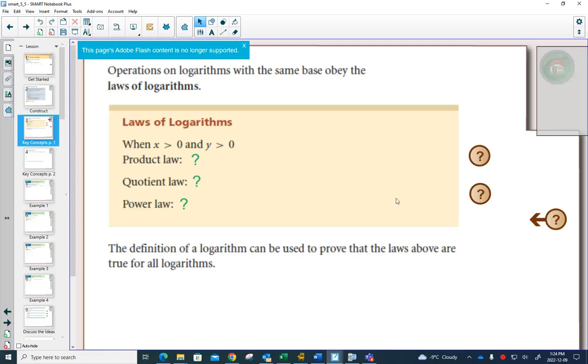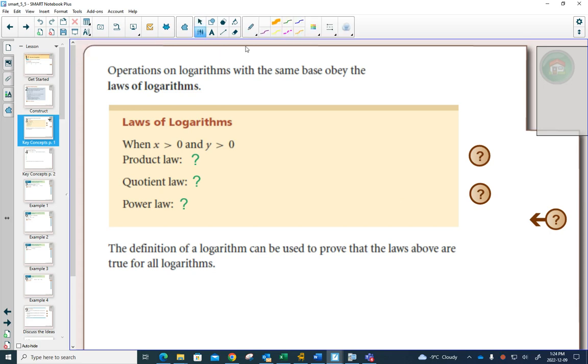To page 389, and today we learn the log laws.